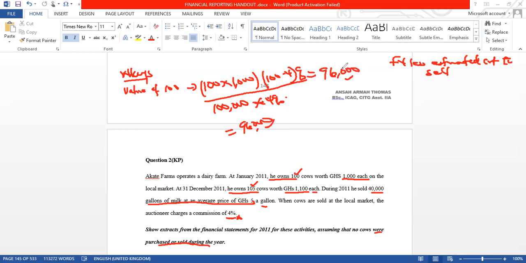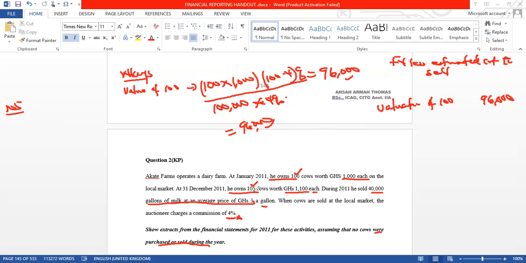All right, it's the same, it's just mathematical precision. So we now have the valuation of the 100 giving us 96,000. Let's see the valuation of the 105 is the same concept that we are going to go through here.